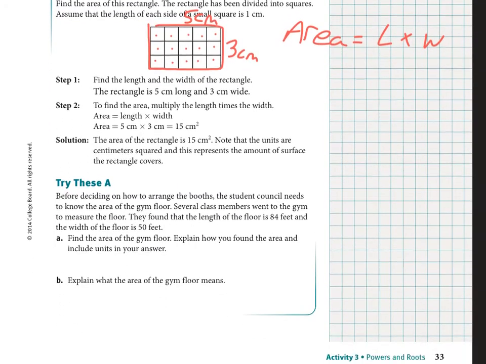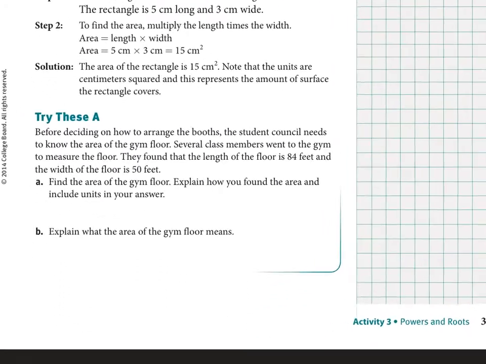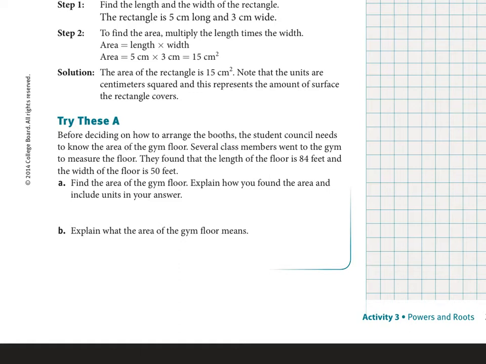All right, so let's take a look down here. Before deciding how to arrange the booths, student council needs to know the area. Several class members went to the gym to measure their floor. So they found that the gym floor was 84 feet. That was the length. And the width was 50 feet. Okay, let's find the area of the floor. So again, area of a rectangle is just the length times the width. So in this case, 84 times 50 is 4,200.